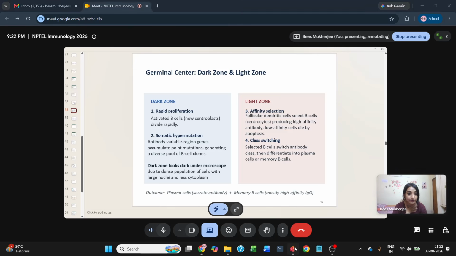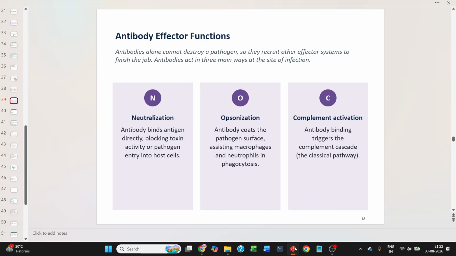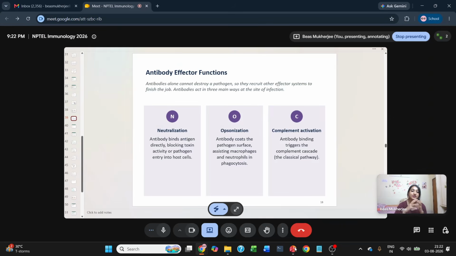Okay, these are formed. Now, antibodies have certain effector functions. So how do antibodies basically function? Now, antibodies alone cannot destroy a pathogen. So, they recruit other effector systems to finish the job. Now, antibodies act in three main ways at the site of the infection.